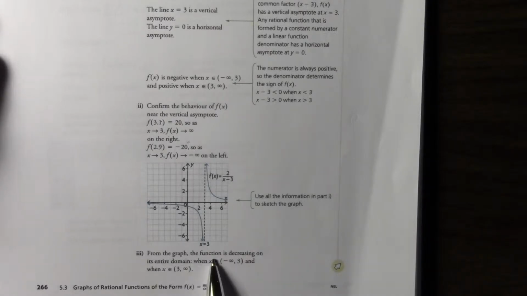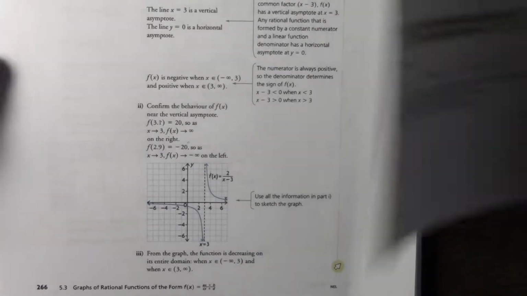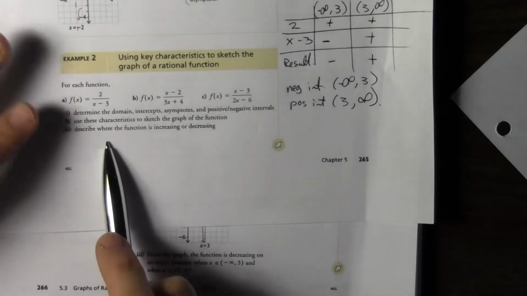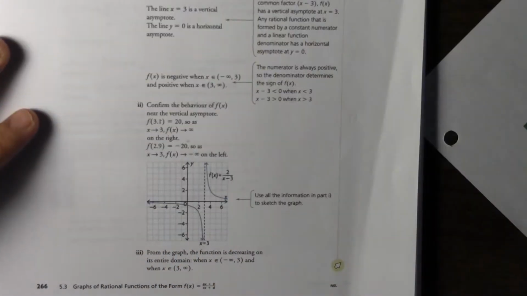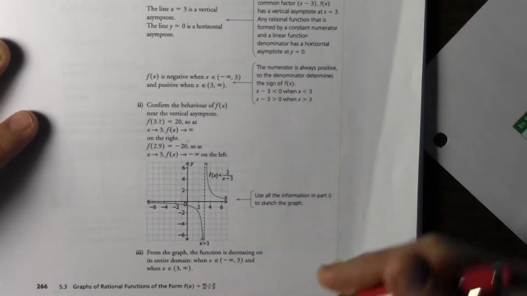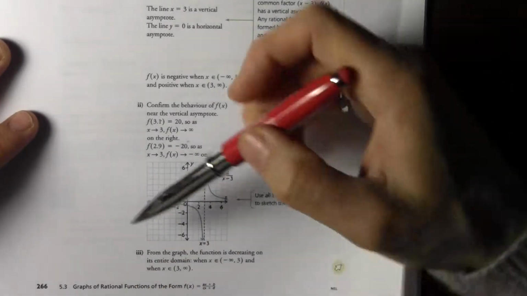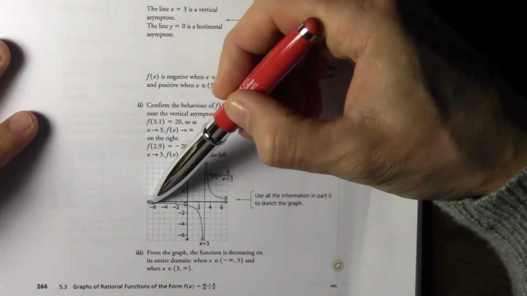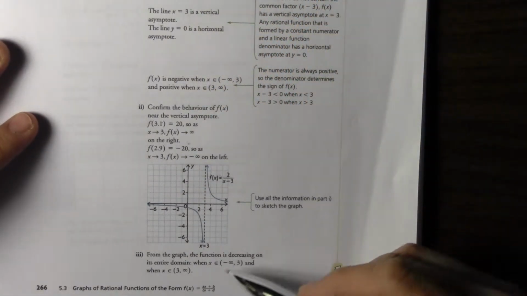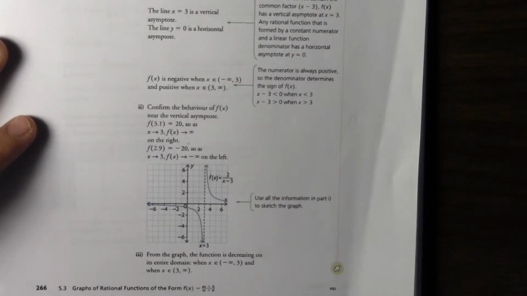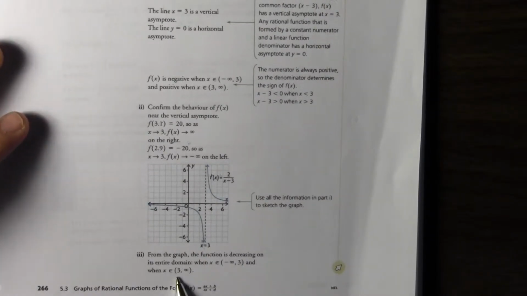All right, from the graph, the function, and then finally the last question, it says, describe where the function is increasing or decreasing. So that, after we draw it, we just have to describe that. Okay, so remember, always reading from left to right, it's decreasing here, and it's also decreasing here. So the function is always decreasing. So from negative infinity to 3, and from 3 to infinity.